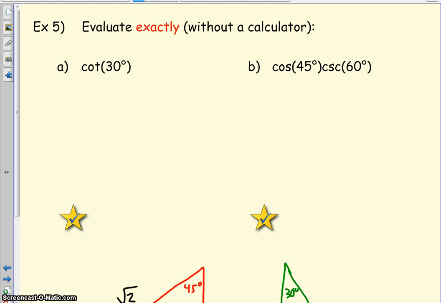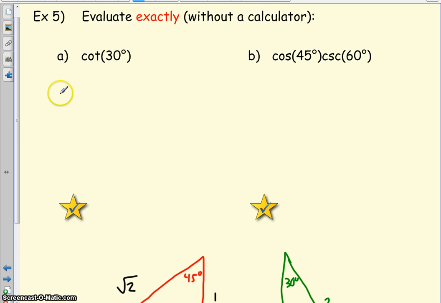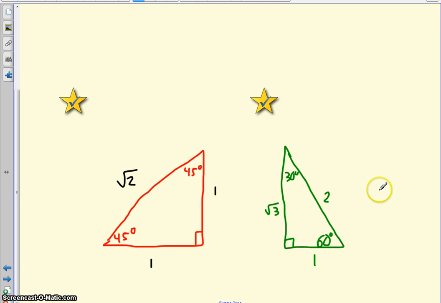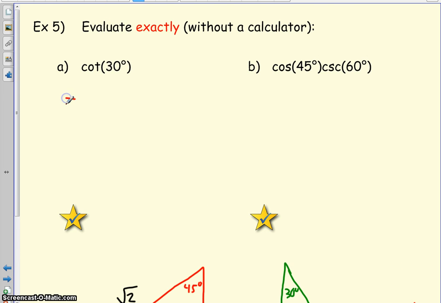So for example, for the cotan of 30, well, first of all, cotan of 30 is just the reciprocal of tan of 30. So if tan of 30 degrees, looking right at this triangle, is going to be opposite over adjacent, so it's going to be 1 over root 3. Then cotan of 30 is going to be the reciprocal of that. And the reciprocal is going to be adjacent over opposite, which is going to be root 3 over 1, which of course reduces down to root 3. So the cotan of 30 degrees should be equal to root 3.